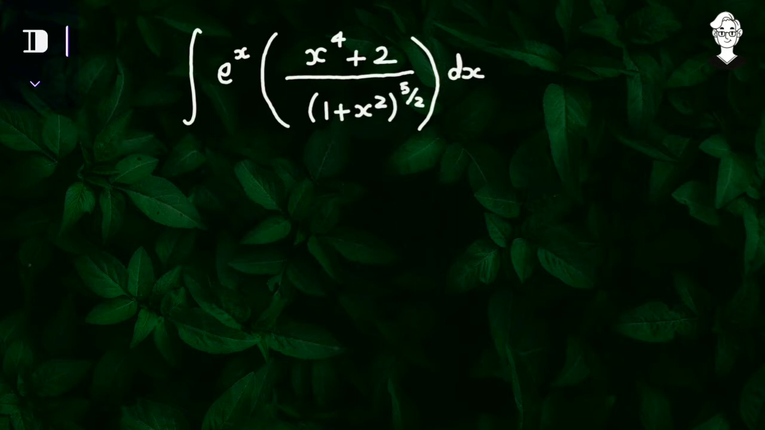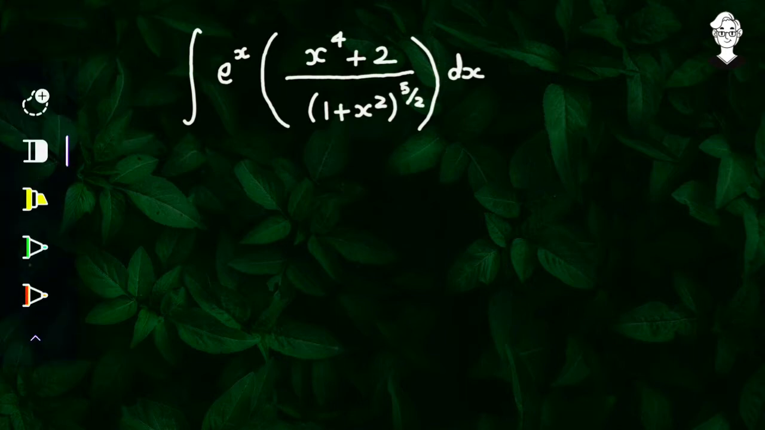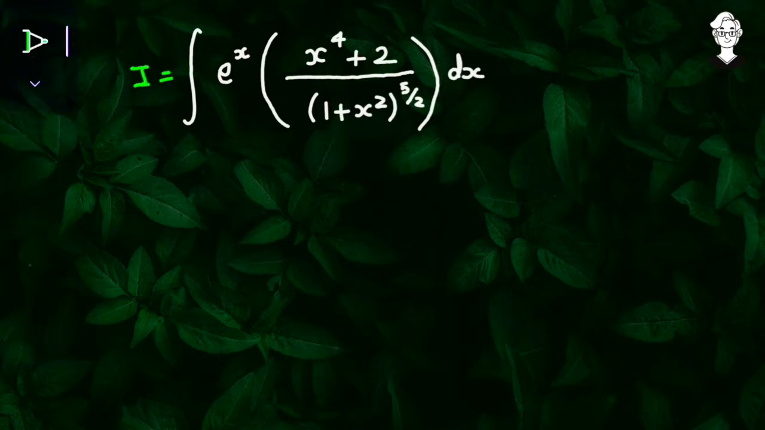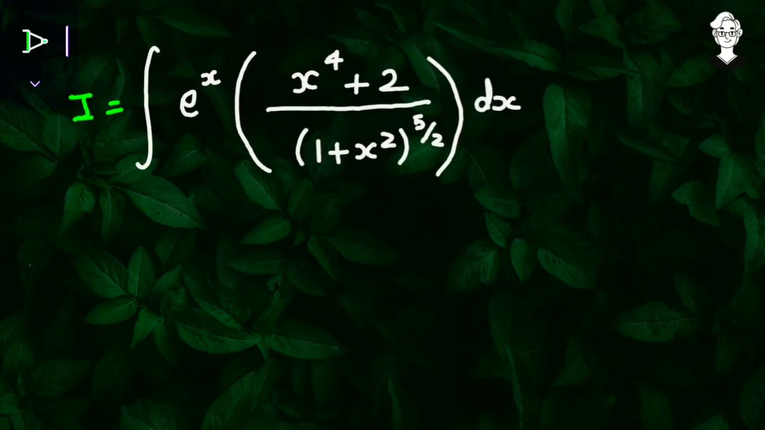So first step is that I will just consider my integration as I. Yes, that's our first step, that the integration should be equal to I. Now let us move further. Now what I can observe is that x to the power 4 plus 2, everything over here, with 1 plus x squared to the 5 by 2 and e to the power x, is looking very normal, so I will convert it into something else.